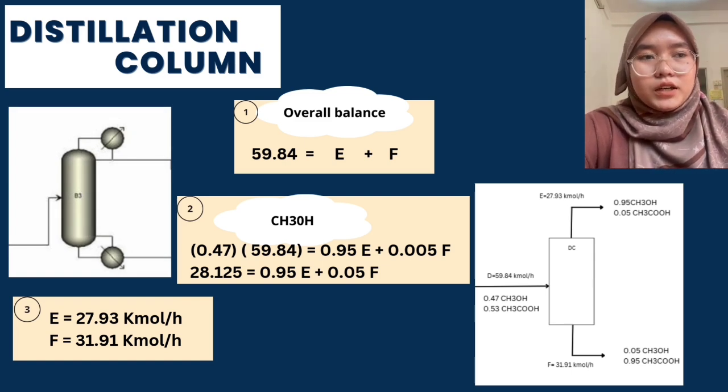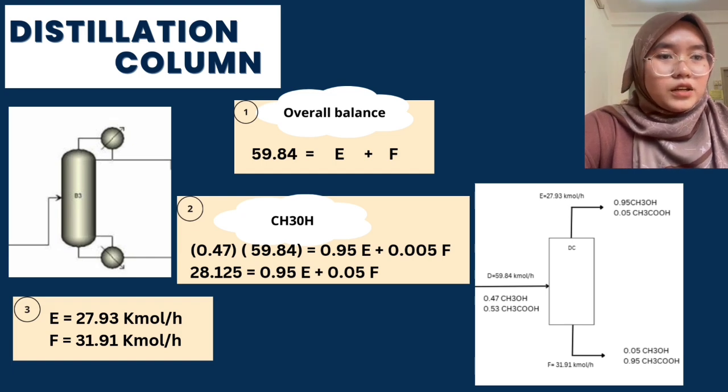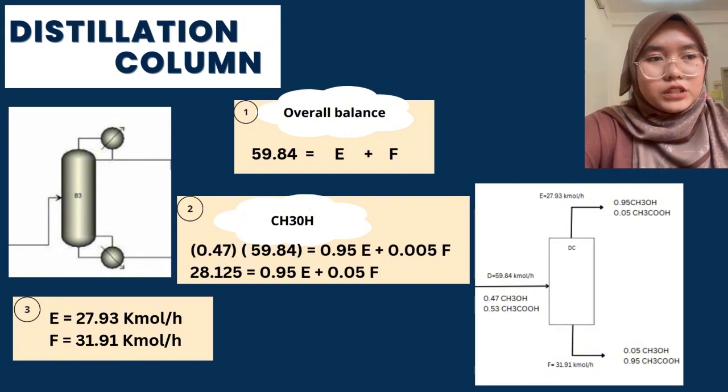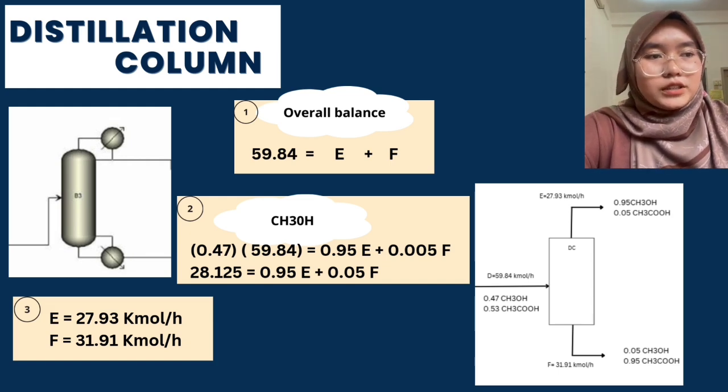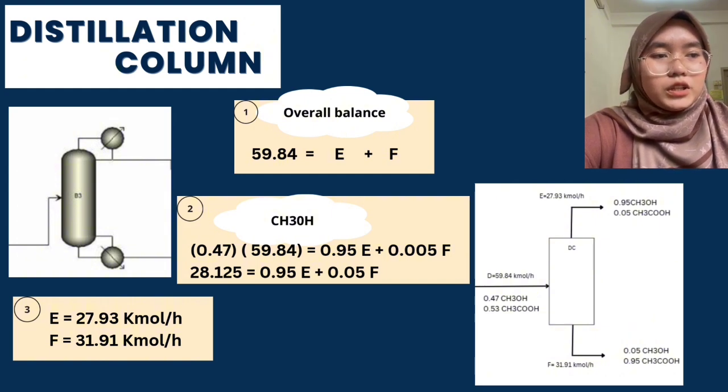Okay, so for the last slide, the mass balance in the distillation column, as we know, we also make the calculation based on the previous calculation from the flash tank and the answer from the previous slide. If we want to get the stream flow rate for E and for F, we're going to make the overall balance first, which is 59.84 equal to E plus F, because in equals out. Next, the second equation for the methanol is 28.125 equal to 0.95 E plus 0.05 F.